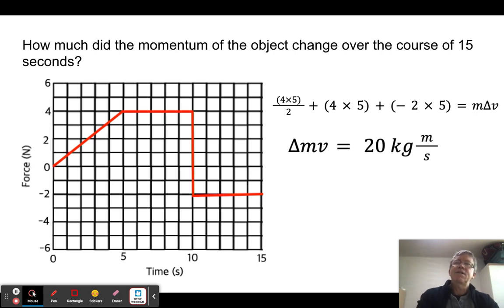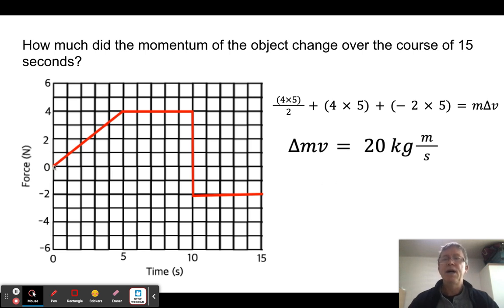All right, if I look at this, the question I've been asked is, how much did the momentum of the object change over the course of the 15 seconds shown? So this is basically, can you find impulse? First of all, do you understand that impulse is change in momentum, and that it is also equal to force times time, and that can be found by integrating a force versus time graph?